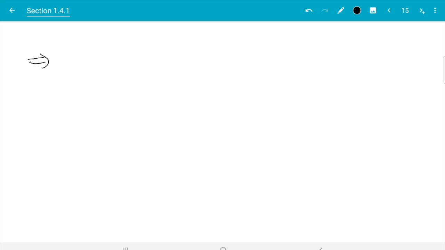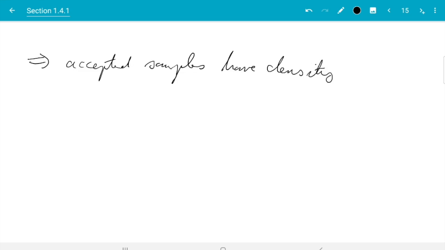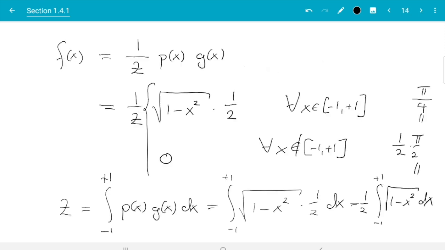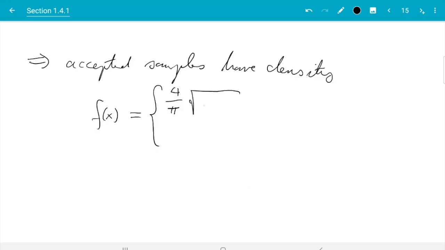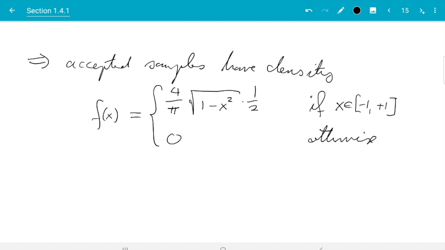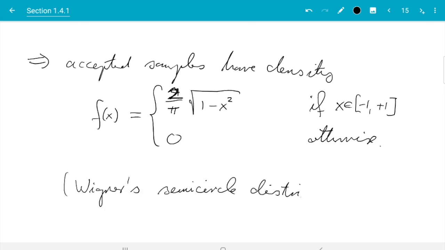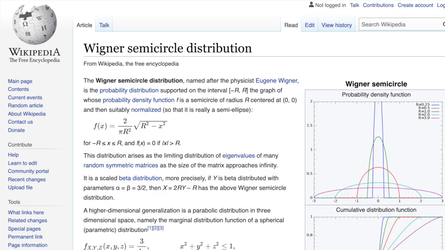Namely, from this we know accepted samples have density f of x, which is 1 over z, so that's 4 over pi, times square root 1 minus x squared times 1 half, if x is in minus 1 to plus 1, 0 otherwise. And you see we can cancel this 1 half with the 4. So if I take that out, I really get 2 over pi times square root 1 minus x squared here. Fine, so that's what we get if we do the rejection sampling algorithm. And that probability distribution has a name, it is called Wigner's semicircle distribution, named after the physicist Wigner.